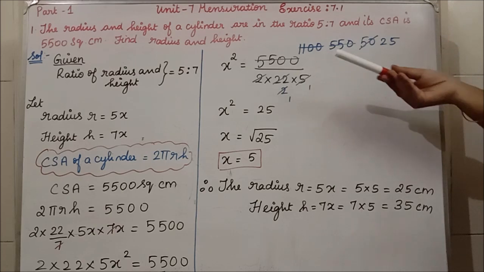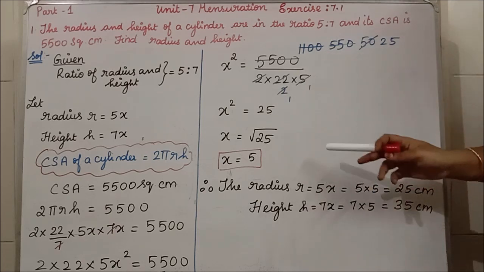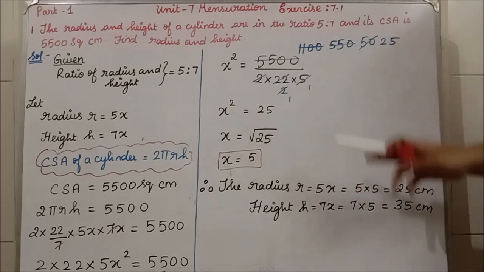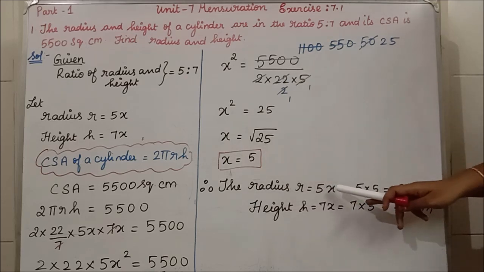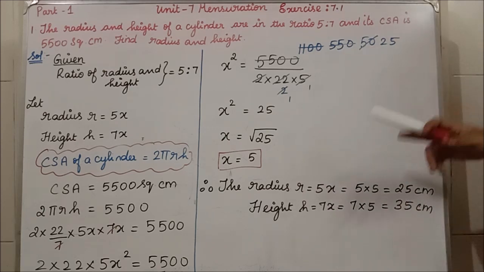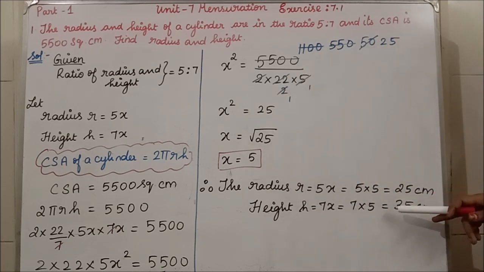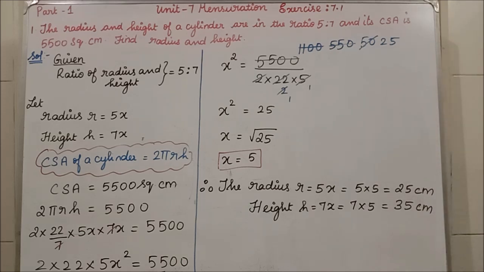Now, in the question, they are asking what is the radius and what is the height. So the radius r is equal to what we have? 5x. So 5 in the place of x, 5 into 5 is 25 centimeter. Height h is equal to 7x. 7 into 5 is equal to 35 centimeter. Okay, these measurements are very important. If you do not write them, 1 mark will be reduced. Is the first question clear to all of you?